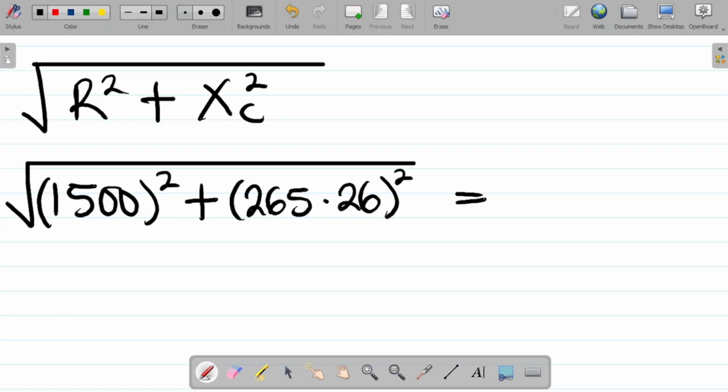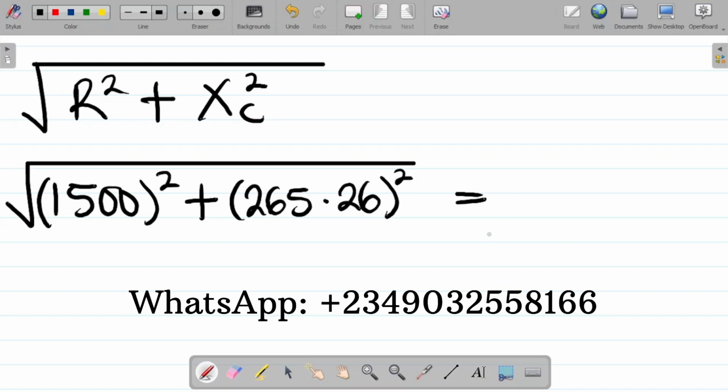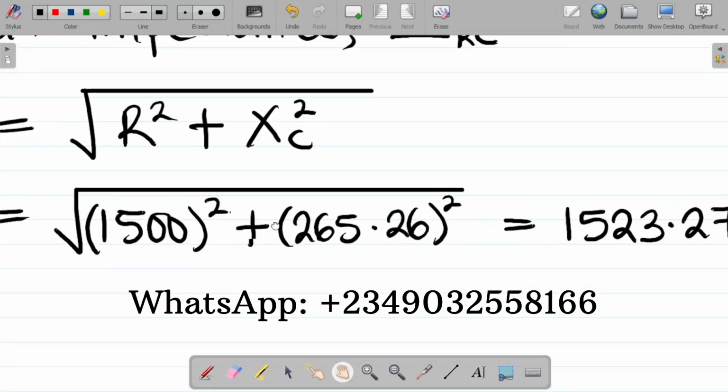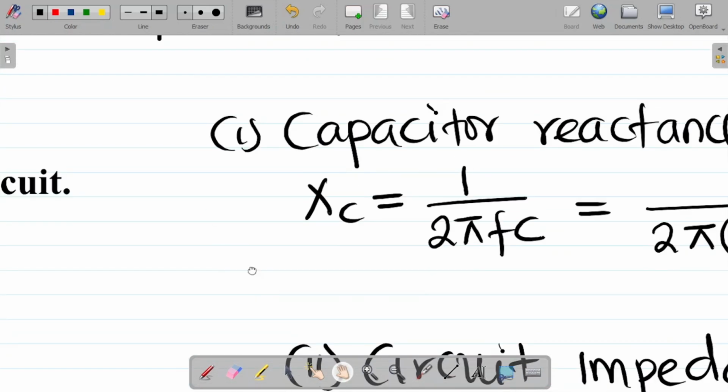So square root of 1500 squared plus 265.26 squared. If I punch this with my calculator, my solution here is 1523.27. Okay, this is also measured in ohms. So this becomes my answer, 1523.27 ohms. So this is the solution for the circuit impedance.